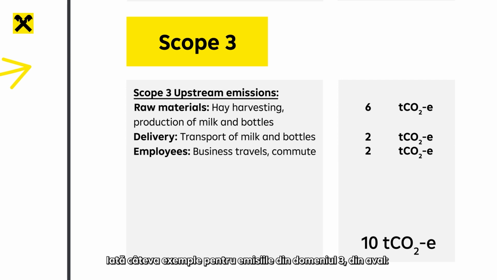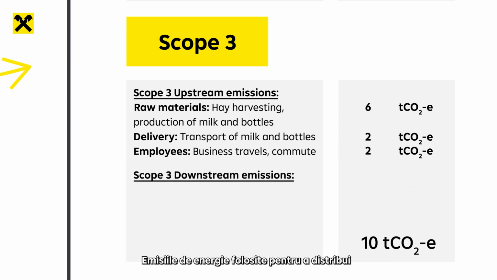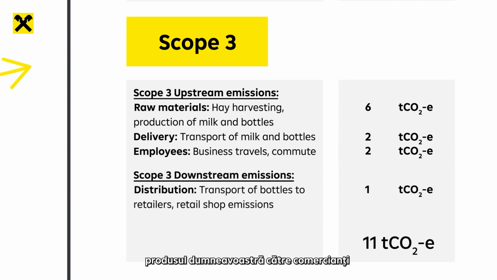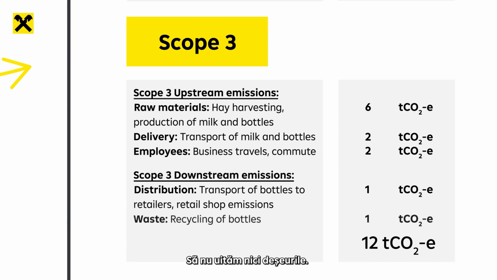Here are some examples for Scope 3 downstream emissions. Emission for energy that used to distribute your product to merchants and bring it to the end customer. Any emission that is related to the usage of the product by the end customer. Not to forget waste. Emissions which will arise when your product is treated appropriately at the end of its life cycle.